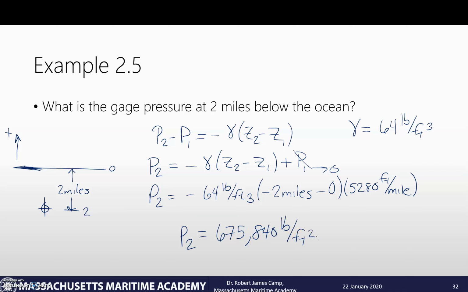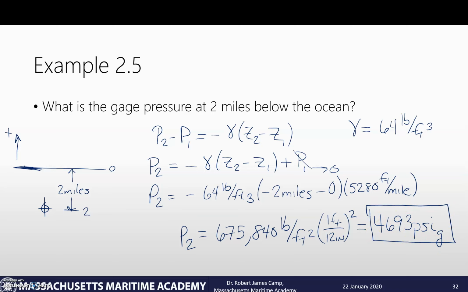Now we can convert that. We can go 1 foot is 12 inches, square that to have that cancel out. And so you're going to get 4693 psi gauge.